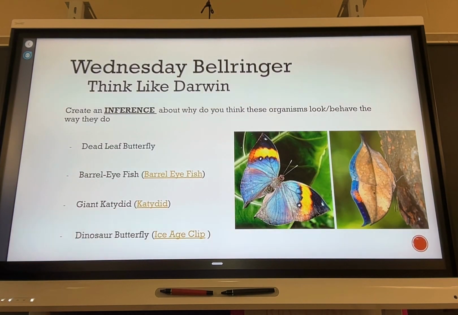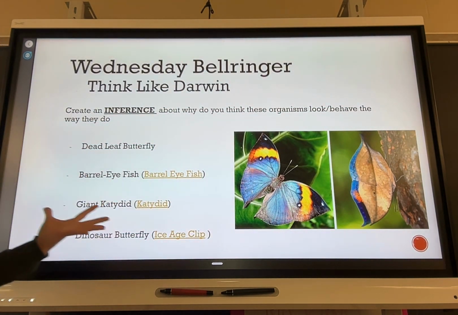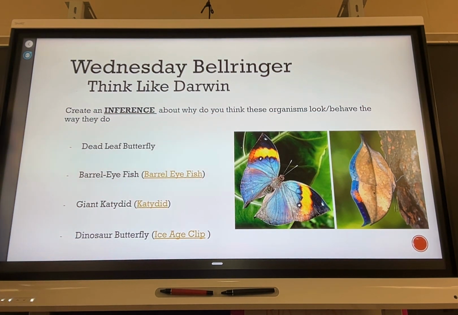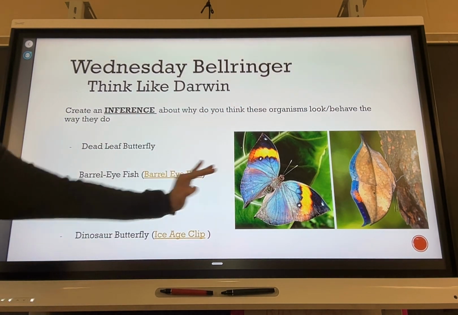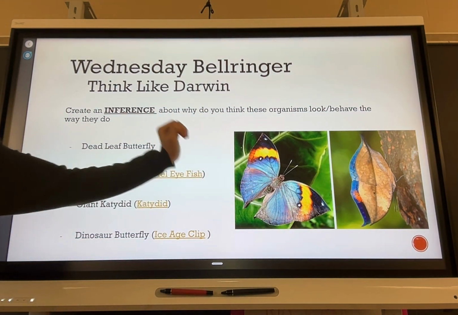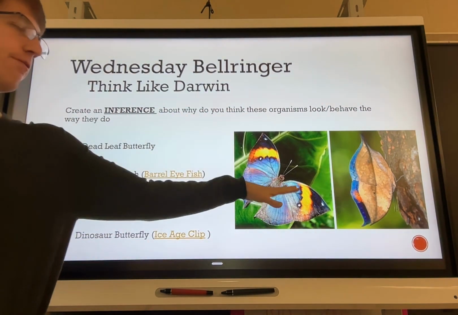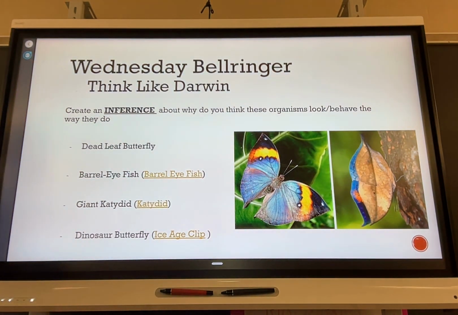So the first thing I want you to do is kind of an intro to the lesson. I want you to think like Darwin. I've got a couple of different organisms. 3 of these have videos. The other one is over here on the right. This is a dead leaf or oak leaf butterfly. I want you to create an inference. Inference is just an educated guess about why these organisms look or behave the way they do.